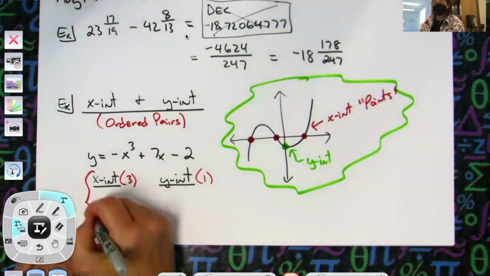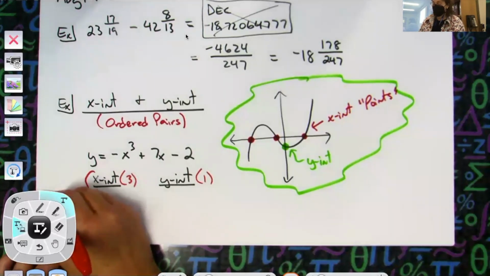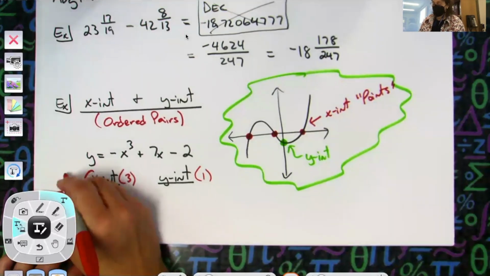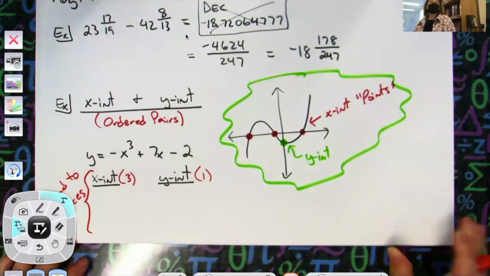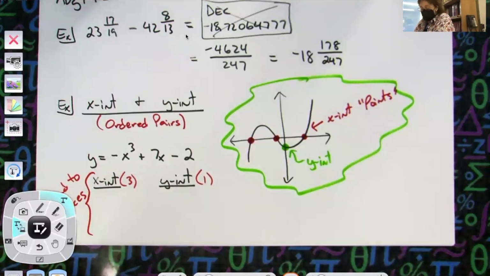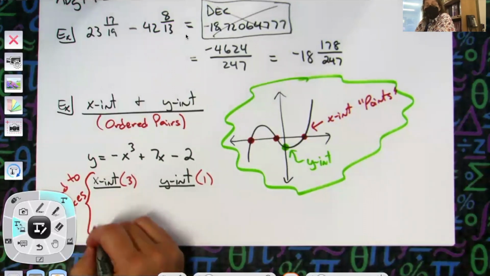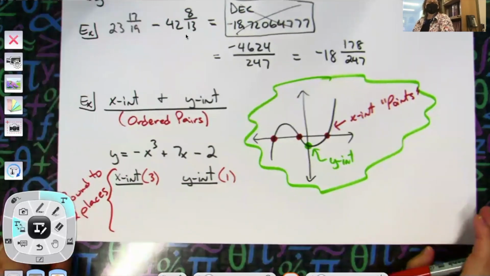On your x-intercepts, let's round to 2 places after the decimal point, because they're going to be great big long decimals. They're going to be way too long to write the whole number down. So on the x coordinate, go out 2 places to the right of the decimal point.